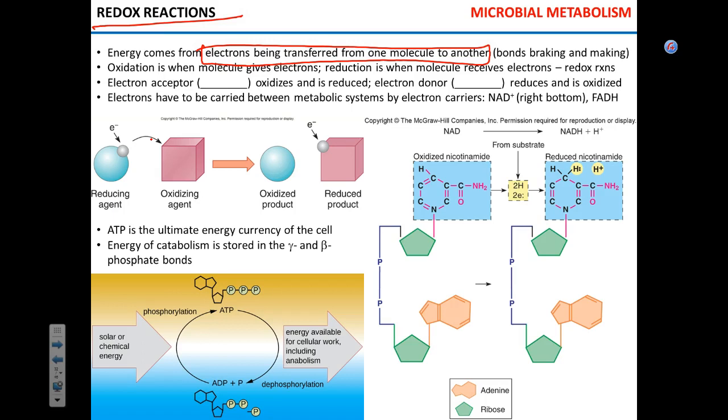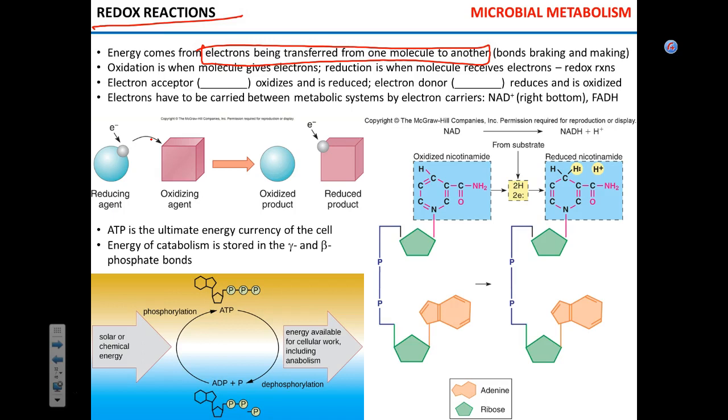Now, when the molecule loses electrons, this molecule is what? Oxidized. And when molecule gains electrons, it is reduced. You have to understand there's no reduction without oxidation and vice versa.